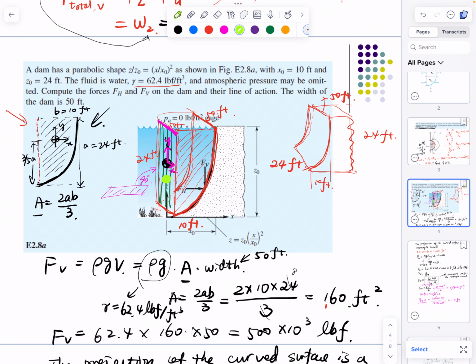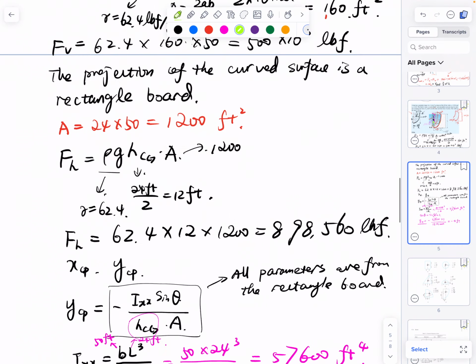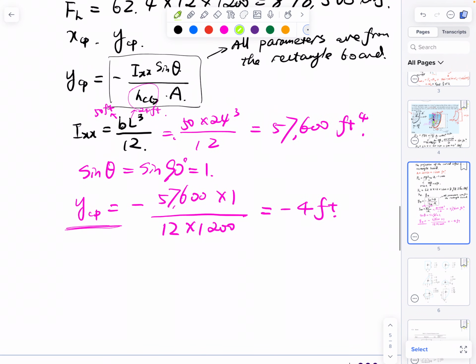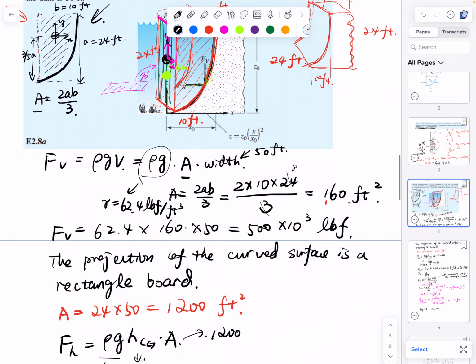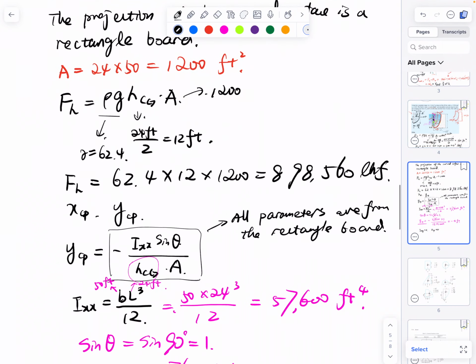And yes, from the center down is around 4 feet. That's where it works. Oh, and at the same time, I forgot to mention, I take it as granted that your IXY equals 0. So your XCP equals 0. That's the reason I draw it here. It's right below the centroid. It did not go anywhere else, just on the line here, and then 4 feet below.